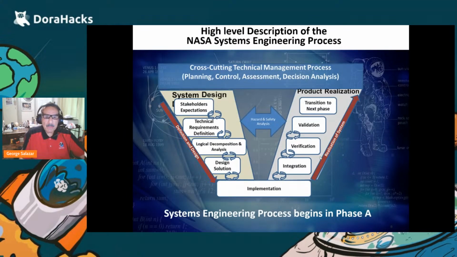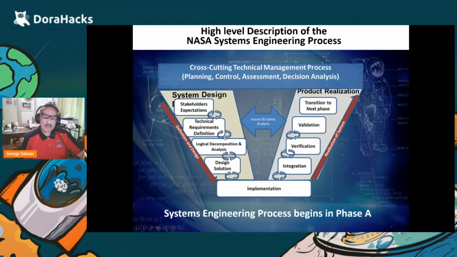So let me go now into a high-level description of the NASA systems engineering process. What you're seeing here is a systems engineering, sometimes they call it a systems engineering engine. And so it's somewhat of a V-shaped model, if you will. And you know, there are different V-shaped models out there, but they're all basically the same thing.